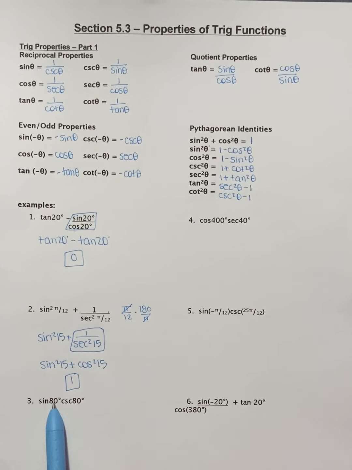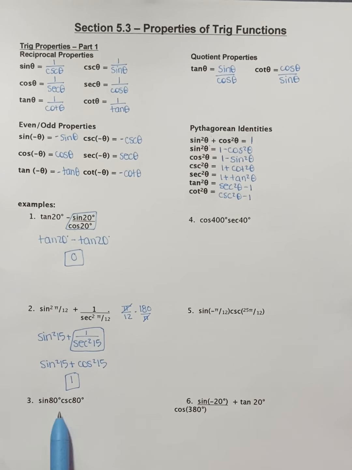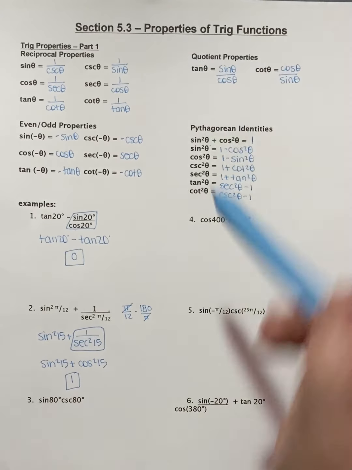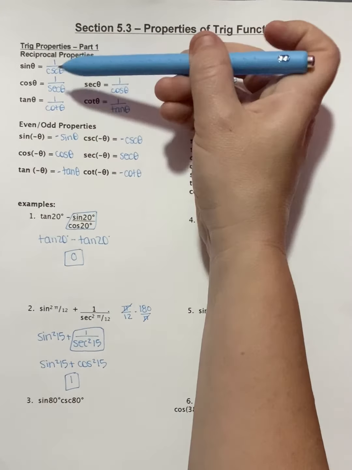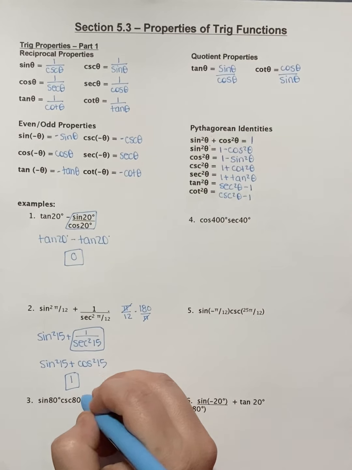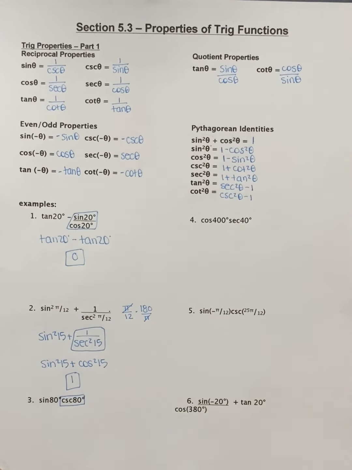All right, let's look at number 3. We've got sine 80 and cosecant 80. Notice I have the same angle right here, and I'm going to turn one of these two things over. So I'm going to leave sine alone, and I'm going to change cosecant. If I go back up here to cosecant, cosecant is the same thing as 1 over sine. Now, you could change sine. Sine is the same thing as 1 over cosecant, but do not change both. Change one or the other. All right, so I'm going to box this in just to let you know that's the one I'm changing.